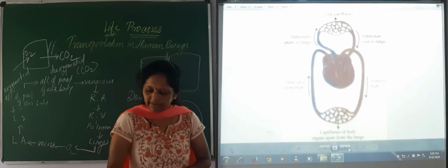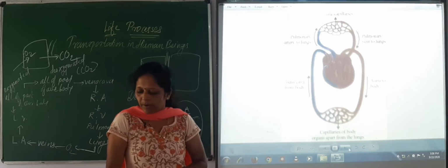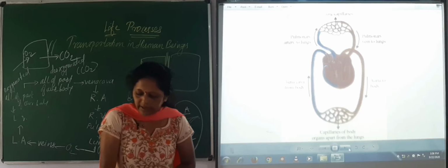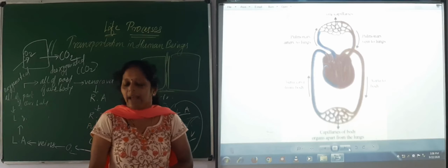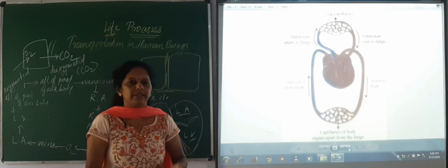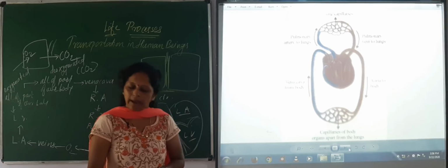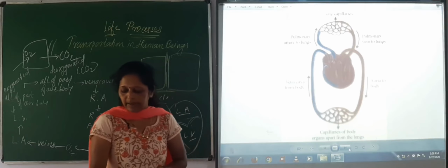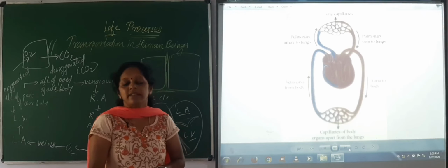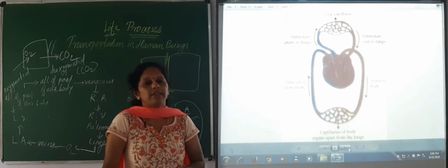Lymph carries the digested and absorbed fat from the intestine and drains the excess fluid from the extracellular space back to the blood. So the lymphatic system carries digested and absorbed fat from the intestine and drains excess fluid from the extracellular spaces back to the blood. So this is about the lymphatic system.